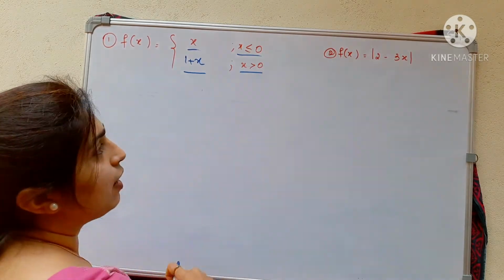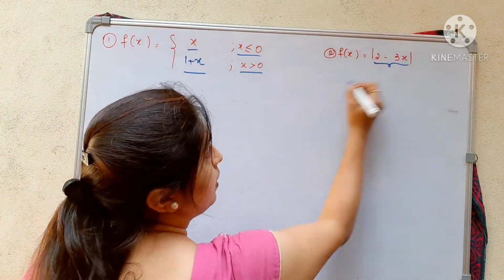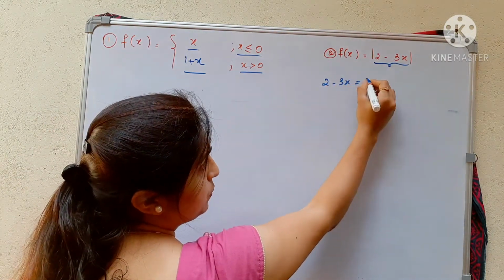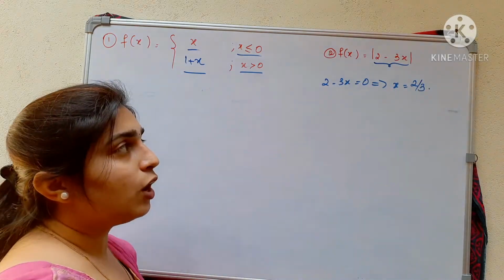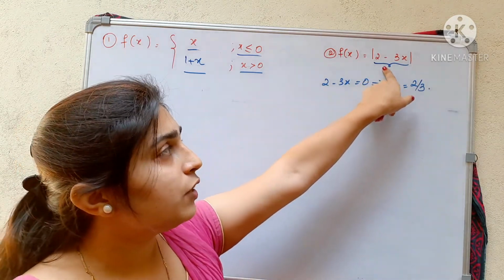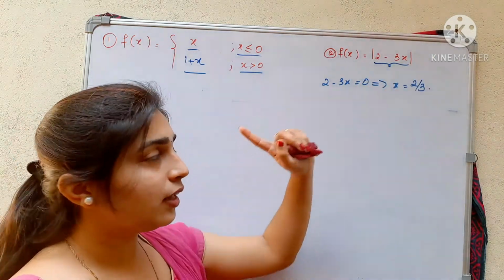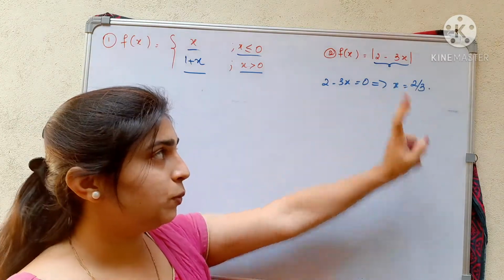Next we will take f of x equal to mod of 2 minus 3x. I will set it equal to 0, which means x is equal to 2 by 3. Now we have to check the continuity at x equal to 2 by 3. It will be continuous at other points. The critical point is x equal to 2 by 3.